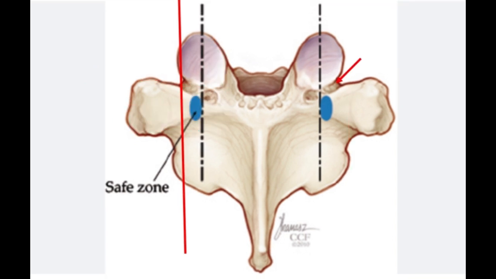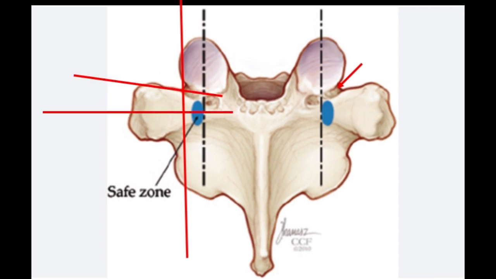So you want to know the lateral border of the superior articular process. You want to know the superior border of the transverse process. You want to know the line bisecting the transverse process, and you can draw another line at the center of the superior articular process. So you will get a small rectangular zone. This is the zone where your entry point should be.